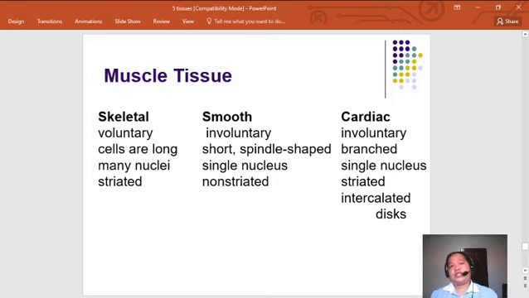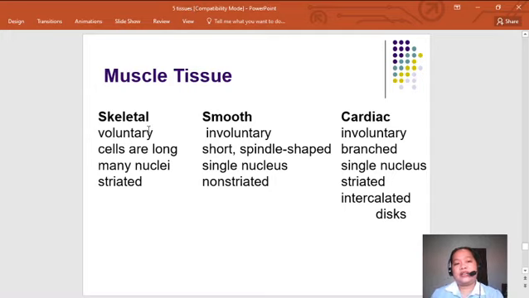Next type of major tissue, the muscle tissue. There are only three types. We have the skeletal, smooth, and the cardiac. Now, the skeletal, smooth, and cardiac are categorized based on muscle action, the shape of the cell, the number of nuclei per cell, and the arrangement of fibers. So these are some of the characteristics that make skeletal, smooth, and cardiac differ from each other.